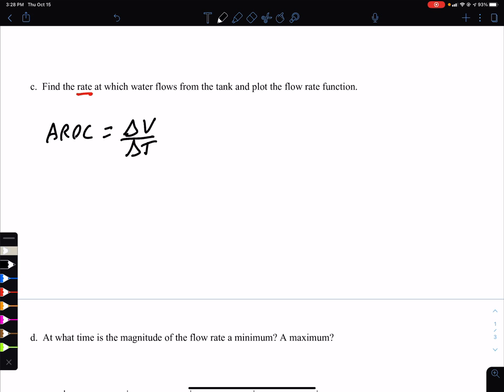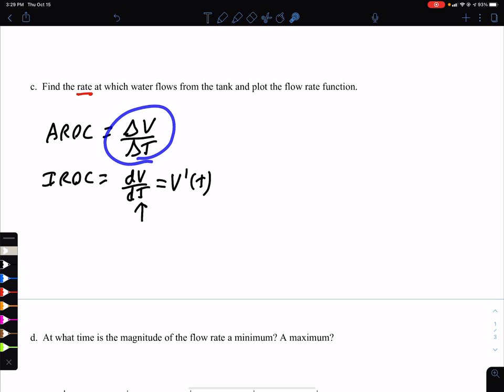But if you want to do instantaneous rate of change, that is dV/dt. It's as the change in time approaches 0, that's the instantaneous rate. That is the derivative. So there's a big association with these two. This is over a period of time, and instantaneous is at an instant of time.